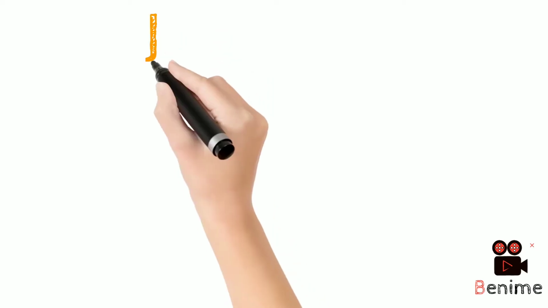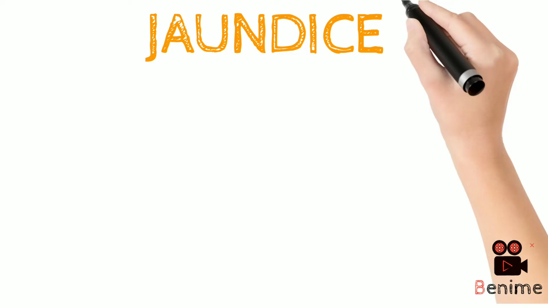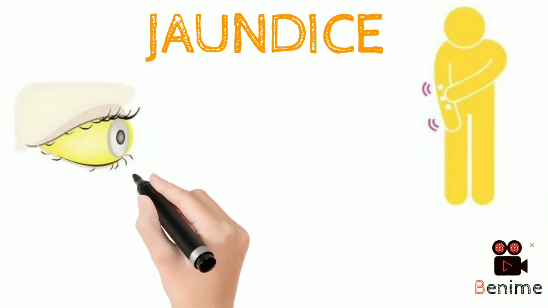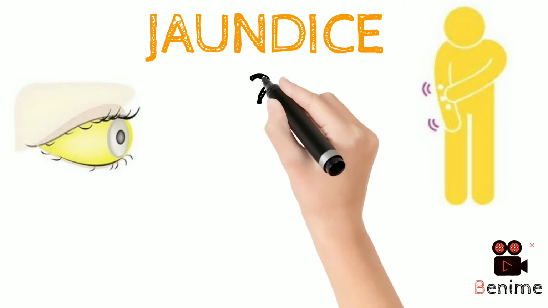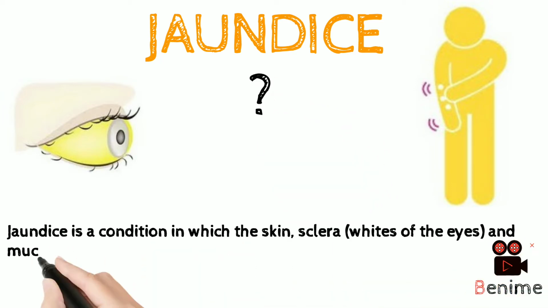Hello there everyone, this is 5 Minutes Medicine and today we are going to discuss jaundice, or the condition in which we see yellow discoloration of skin, sclera and mucous membranes, and which is caused by increased level of bilirubin in blood.